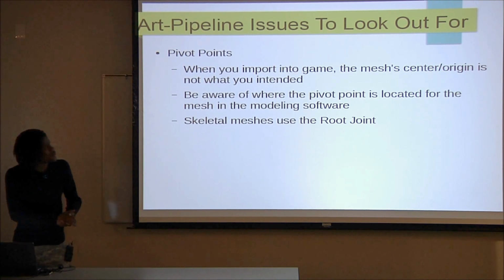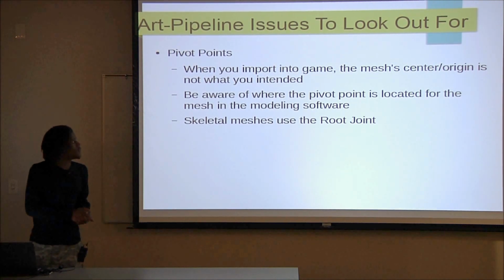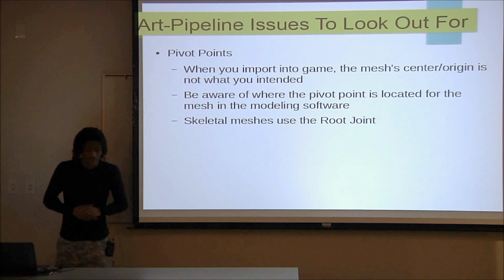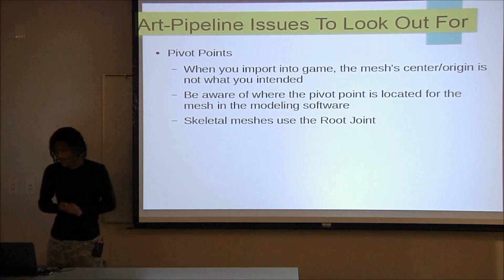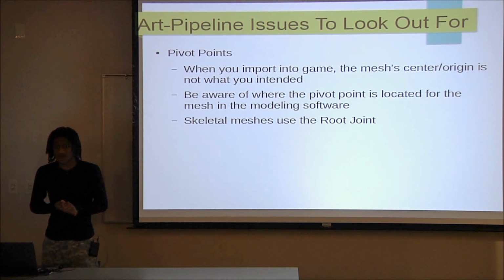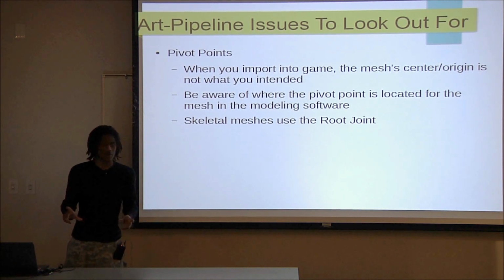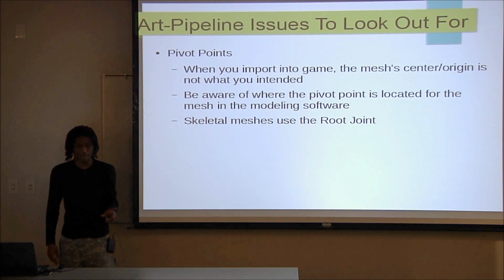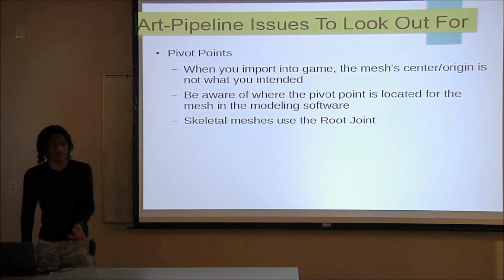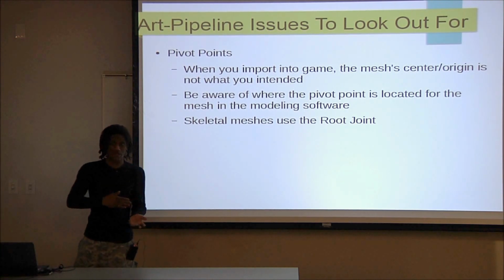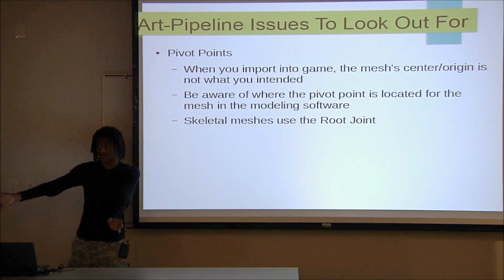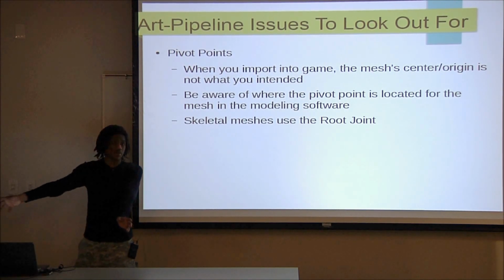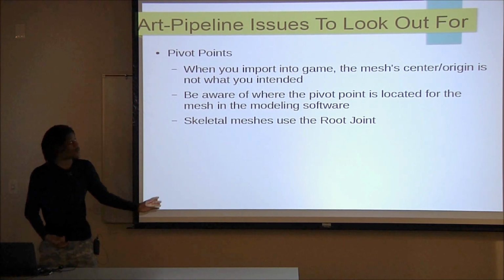So, pipeline issues to look out for. You have pivot points. It's a really simple concept. Whenever you're modeling in Max or Maya, think about the origin of the model. You want to create your meshes at the origin, because whenever you load them in your game engine, it's at 0, 0, 0, but the body's over here. That's where pivot points come in. So remember that.